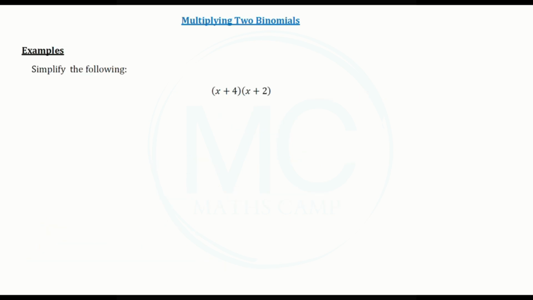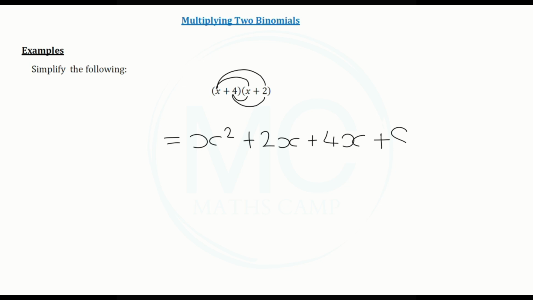Here we have x plus 4 multiplied by x plus 2. Let's start with our first terms. X multiplied by x gives us x squared. Then we multiply our outside terms. X multiplied by 2 is positive 2x. Then we multiply our inside terms, 4 and x, which gives us positive 4x. And then we multiply our last terms. 4 multiplied by 2 gives us positive 8.